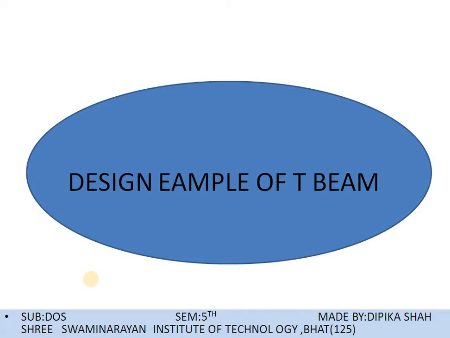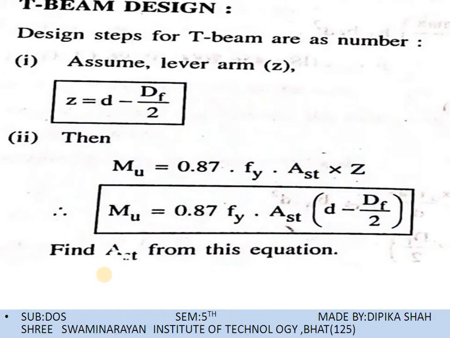In the design of structure, right now we are studying a T-beam and we have already calculated some examples based on analysis of the beam. Now we are going to start a design example of T-beam, right? So before starting the example, I will let you know the steps for the T-beam. Here are the design steps for the T-beam, as numbers.